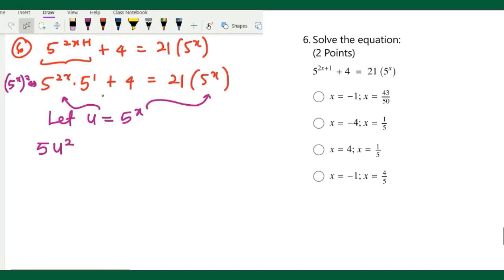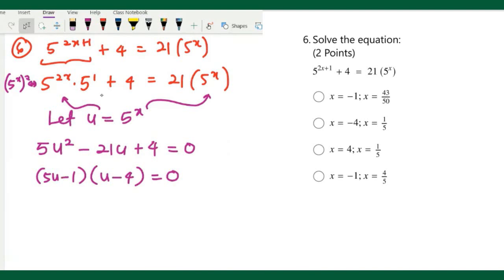Then bring it to the left side, minus 21u plus 4 equals to 0. Now we solve in terms of u. 5u with u, 1 and 4. Positive, so negative. Now we will end up having u equals to 1 over 5, and from here u equals to 4. But remember, we are not to solve for u, we are to solve for x.